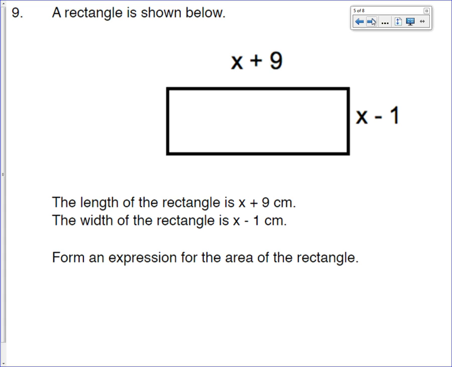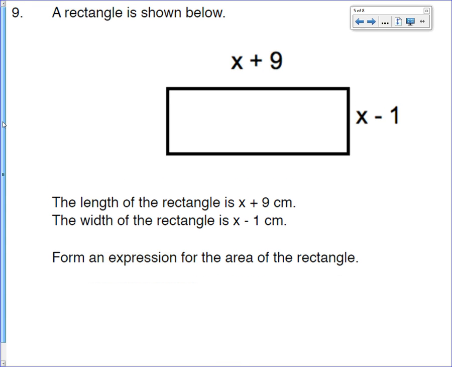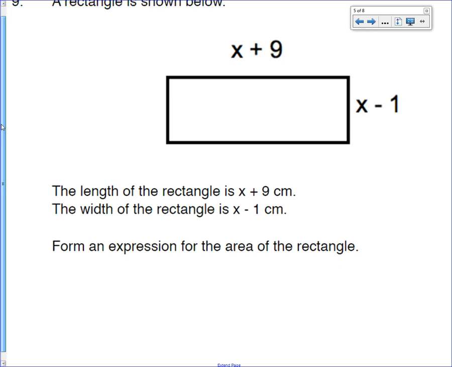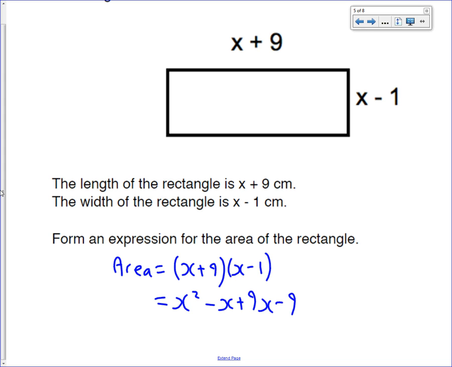Now we've got a rectangle here. We need to find the area of that rectangle. To find the area of the rectangle, we do length times width. For the area, it is simply x plus 9 times x minus 1, which expands to x squared minus x plus 9x minus 9, which simplifies to x squared plus 8x minus 9.